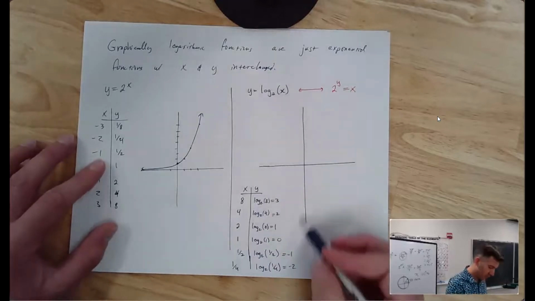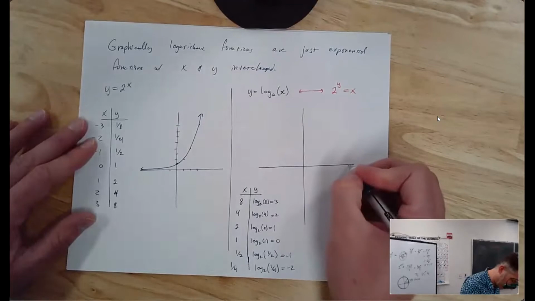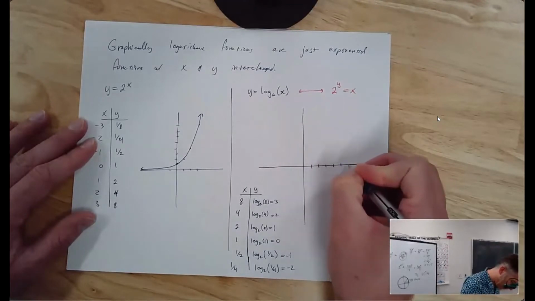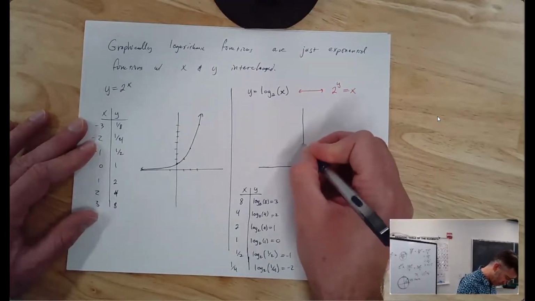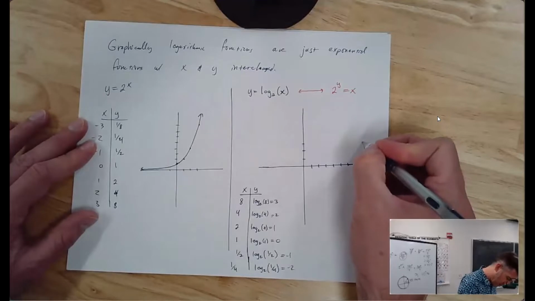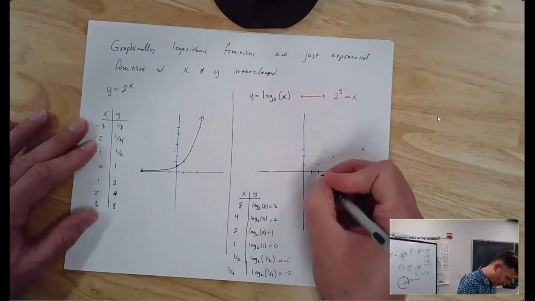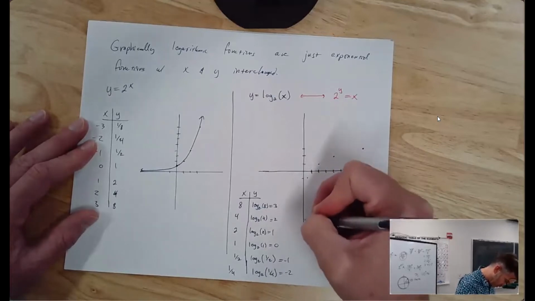If you have questions about what I've done here, now is an excellent time to ask them. I'm going to graph this, but chime in with a question if you have one. So x is going to go out to 8. And then I'm going to get the points 8, 3; 4, 2; 2, 1; 1, 0; 1/2, negative 1. It's going to look like this.